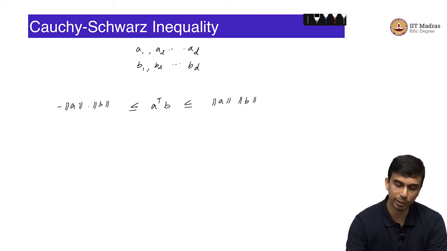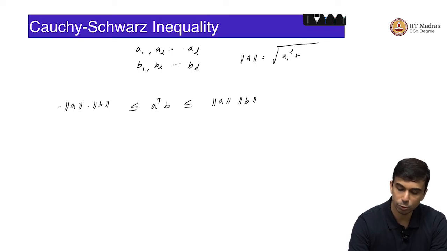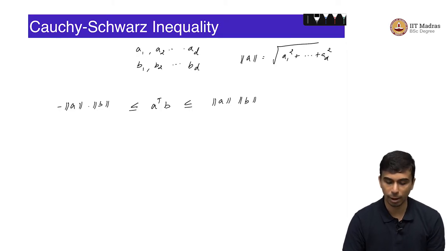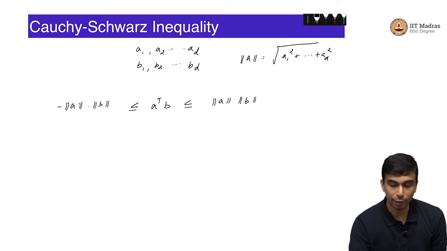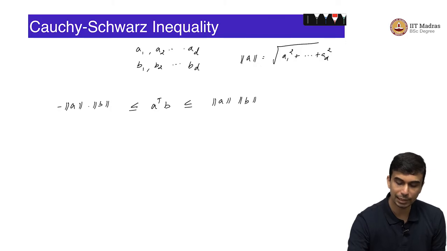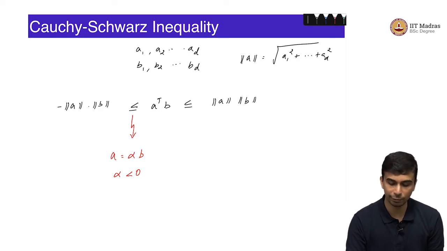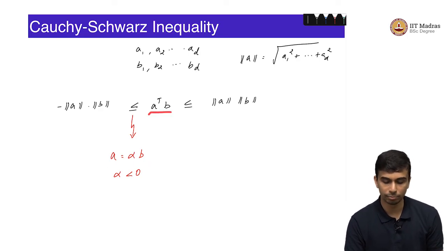This norm is a standard Euclidean norm that we have already defined, which is norm a is simply square root of a1 squared plus a2 squared plus dot dot dot ad squared. So, a transpose b is upper bounded and lower bounded between these two terms, and you also want to know when this equality happens, and there is a very clear characterization for that. This equality happens when a is equal to alpha times b, where alpha is a negative scalar. Then a transpose b is exactly equal to minus norm a norm b.